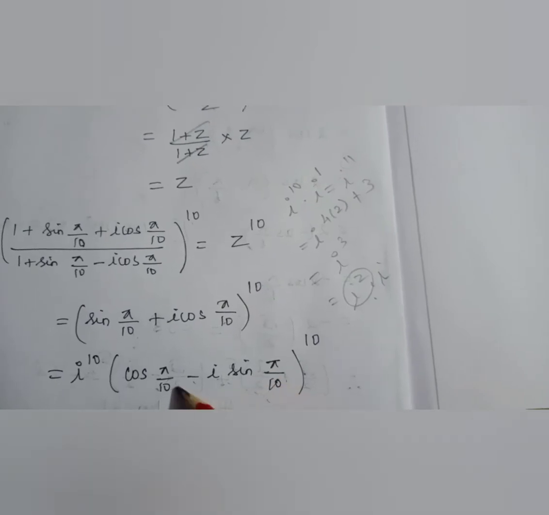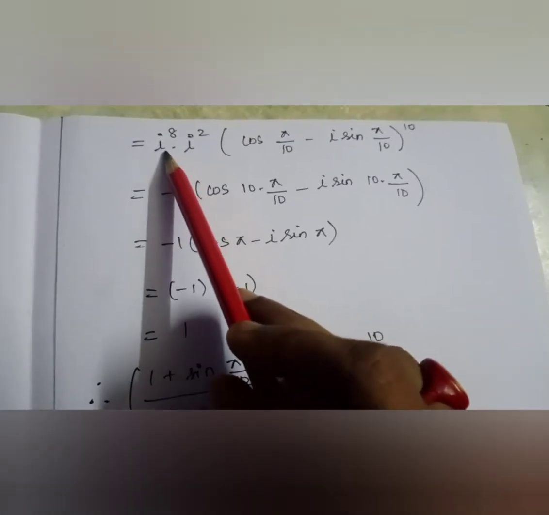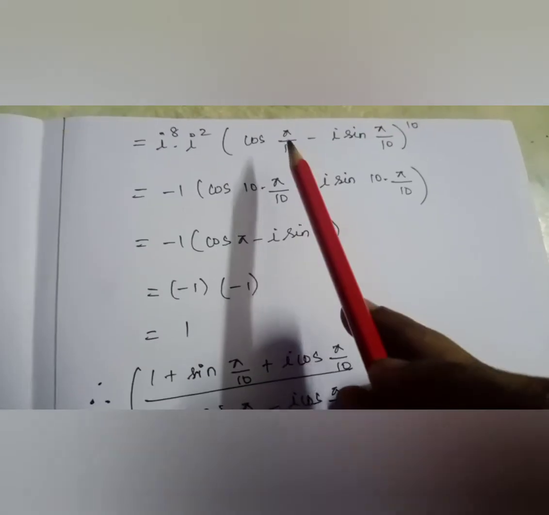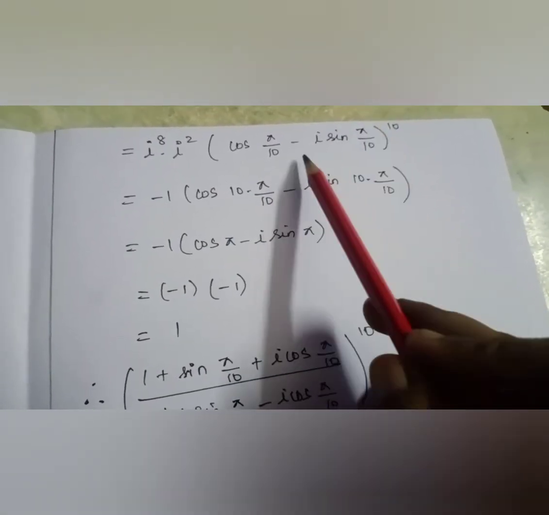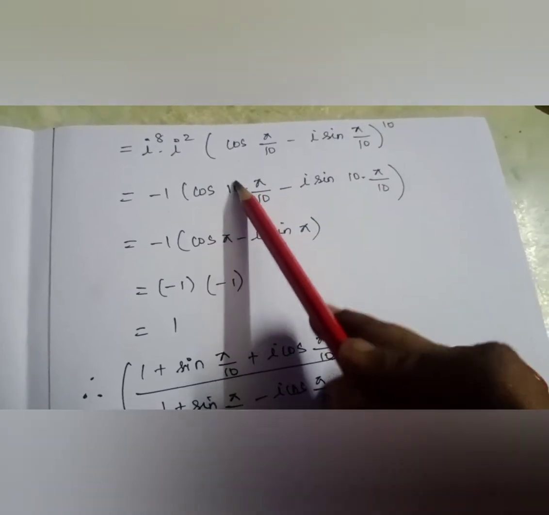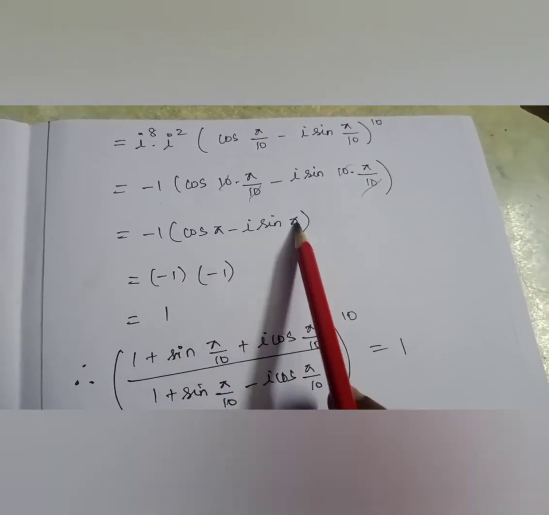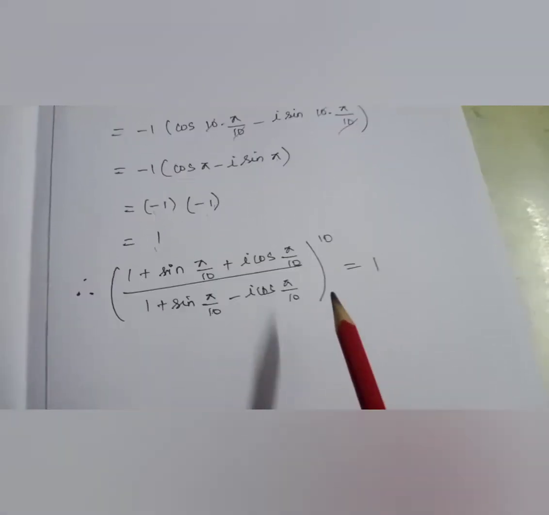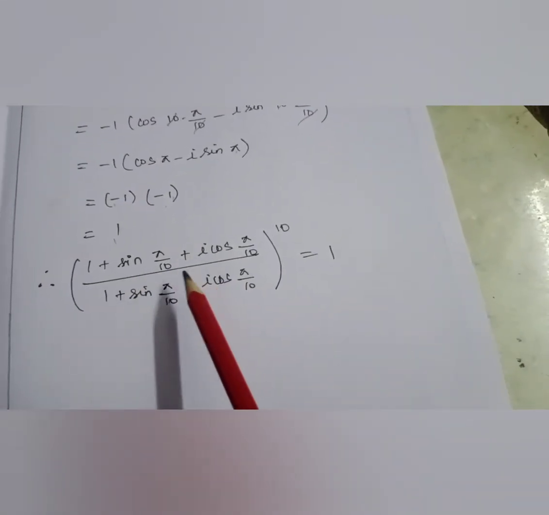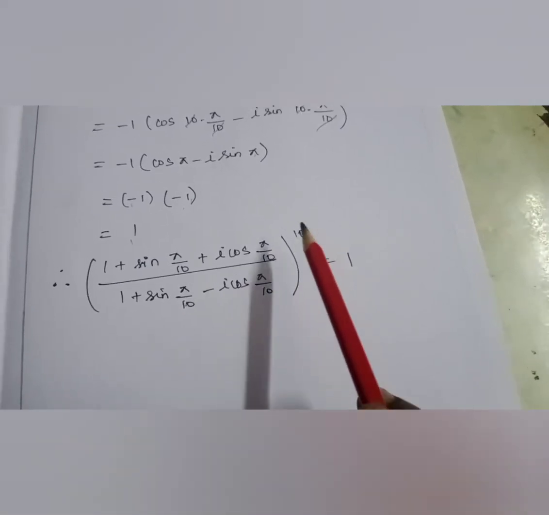After this, since we have brought it to the usual format, now I can write this I power 10 as I power 8 into I square. Again, I power 8 is 1, but I square is minus 1 into cos. Now using De Moivre's theorem, cos theta plus I sin theta whole power n is cos n theta plus I sin n theta. Bring this 10 here, 10 and 10 get cancelled. So here I have minus 1 into cos pi minus I sin pi, and cos pi is minus 1, sin pi is 0, so minus into minus becomes plus 1. So 1 plus sin pi by 10 plus I cos pi by 10 divided by 1 plus sin pi by 10 minus I cos pi by 10, the whole power 10, is 1.